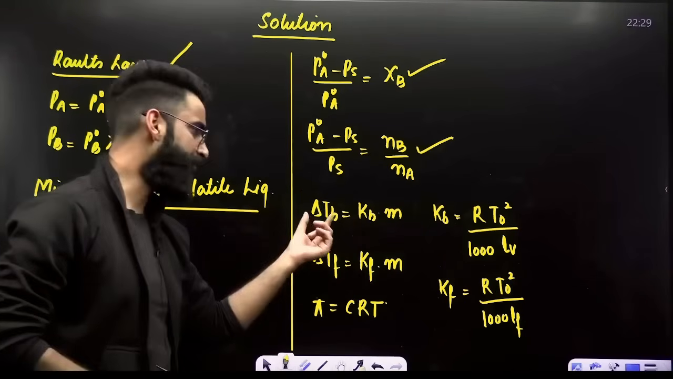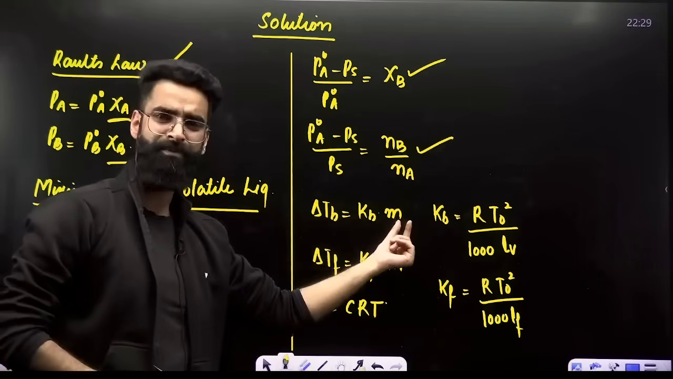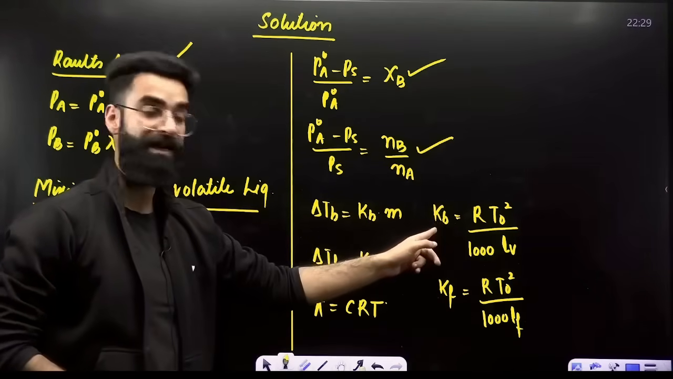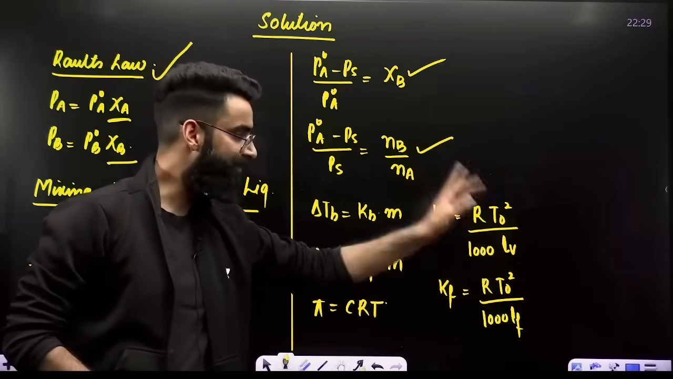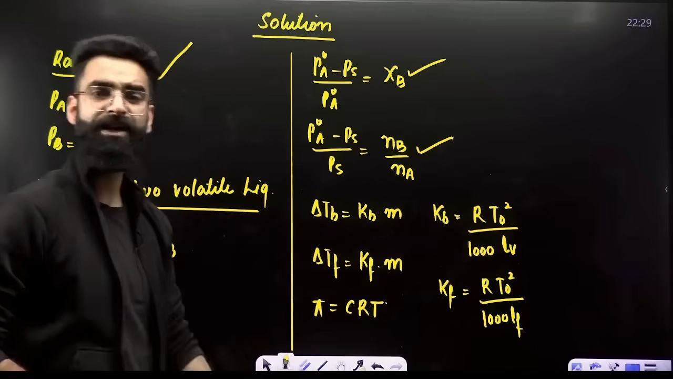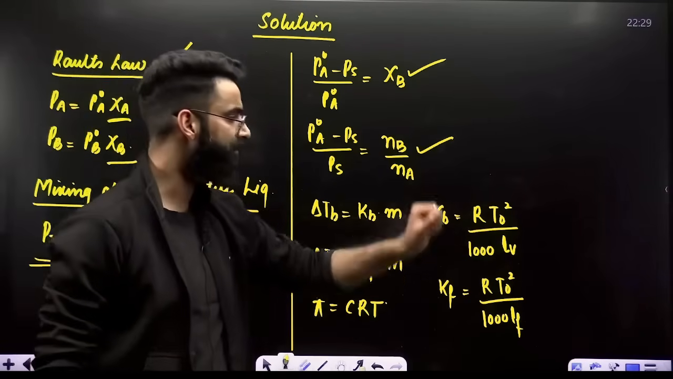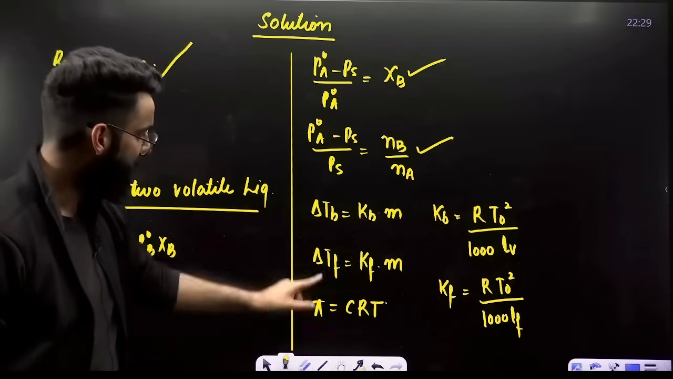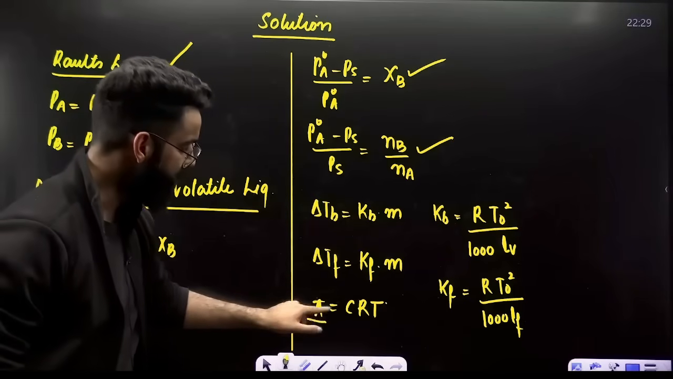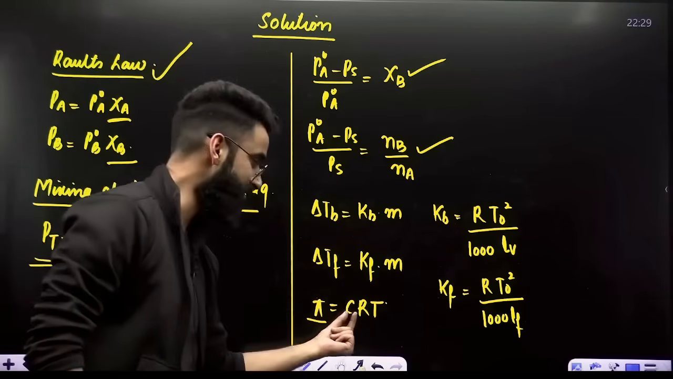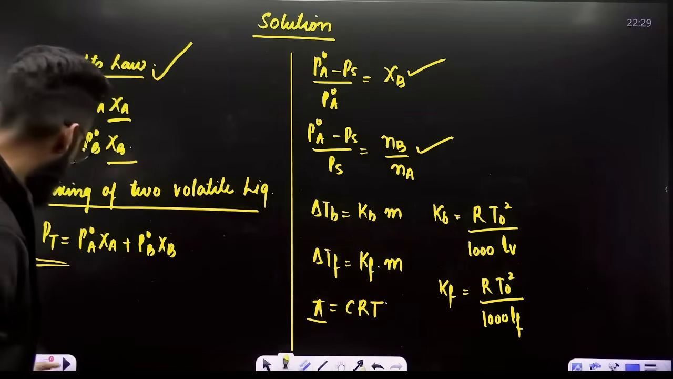Your elevation in boiling point, delta TB is equal to KB multiplied by molality, where KB is what you call the molal elevation constant, whose value is R T naught square divided by 1000 Lv, where Lv over here is the latent heat of vaporization, and T naught is something which you call the boiling point of solvent here. Depression in freezing point is equal to KF multiplied by m. Pi, your osmotic pressure, is nothing but CRT, where C is the concentration or molarity of the solution, right?